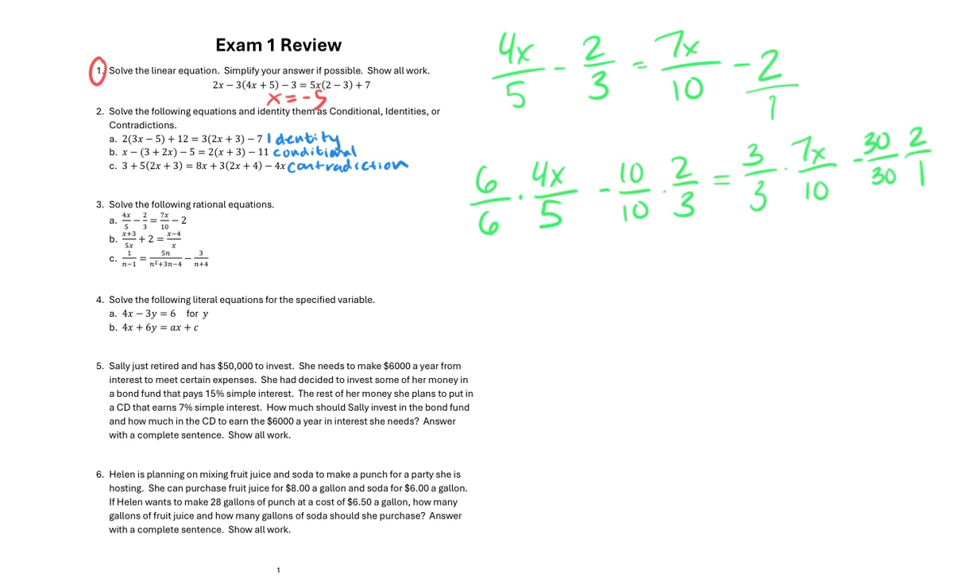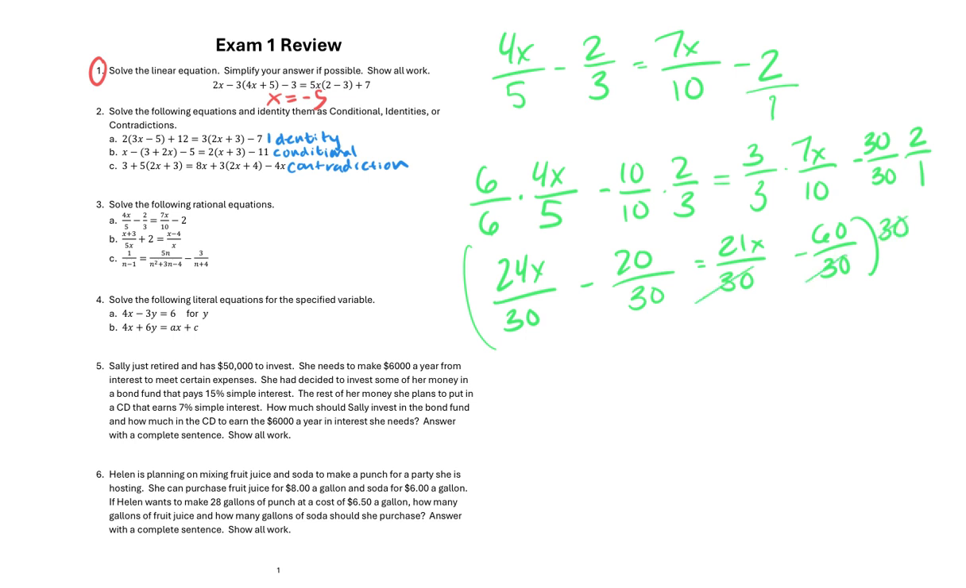So simplifying these fractions, we get 6 times 4, which is 24, so 24x over 30. 10 times 2 is going to be 20, so 20 over 30. 7 times 3 is 21, so 21x over 30. And then 30 times 2 is 60, so minus 60 over 30. So these are the same fractions as our original equation. They're just adjusted so they have the same denominator. So now we can multiply the whole thing by 30 and cancel out those denominators.